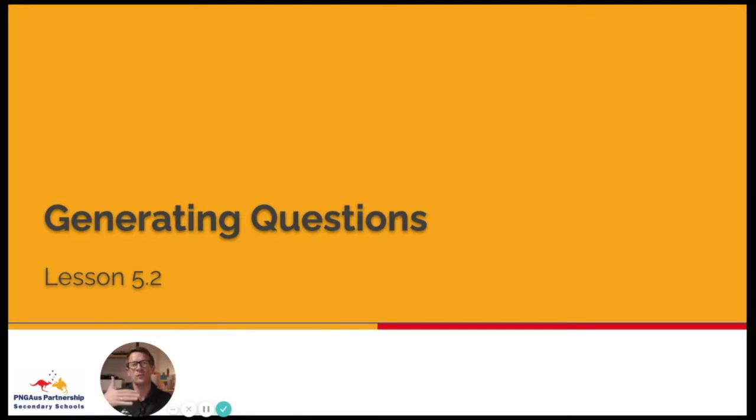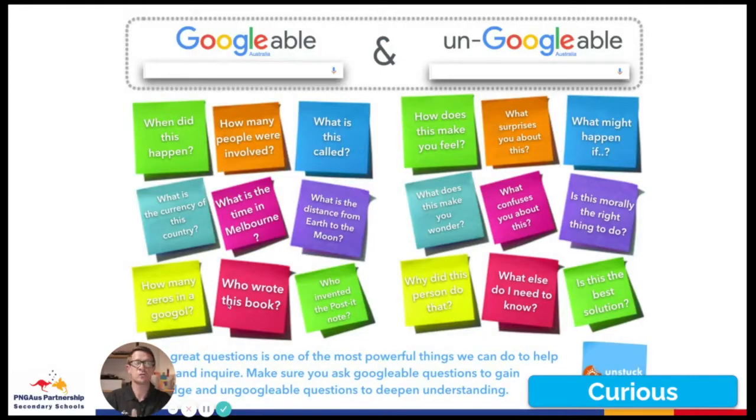To give you a brief look, I'm not going to cover everything on the slides that we do have. Remember that you can access all the information in your learning journal. The first tool we're going to be looking at is Googleable, Ungoogleable. We've had a go at exploring this already.